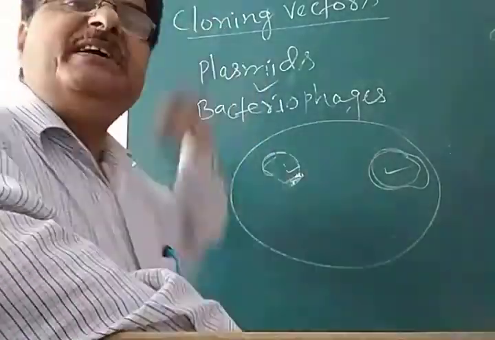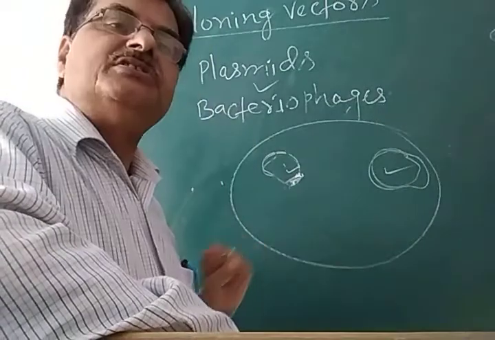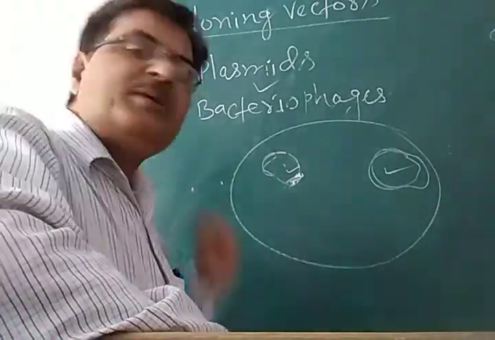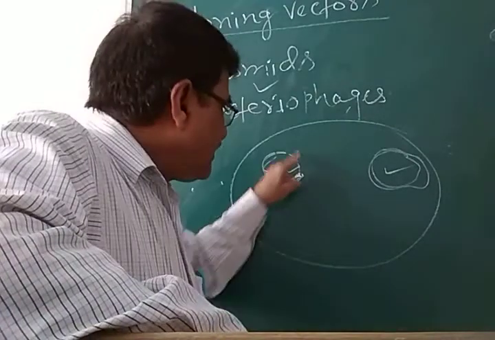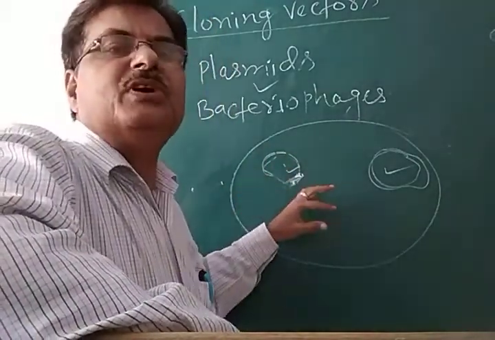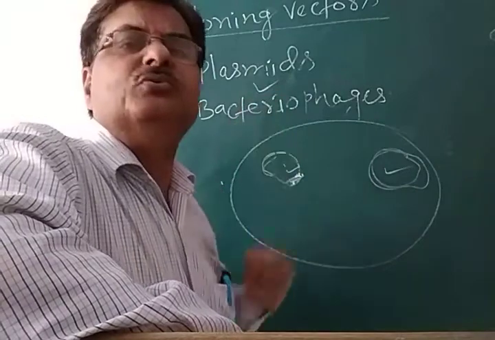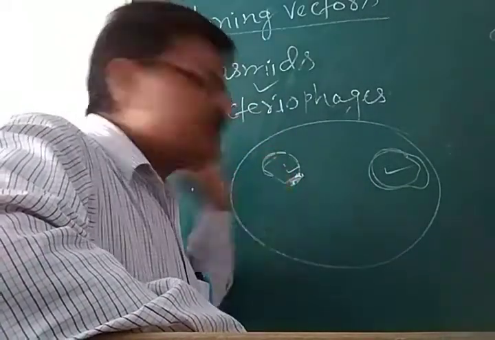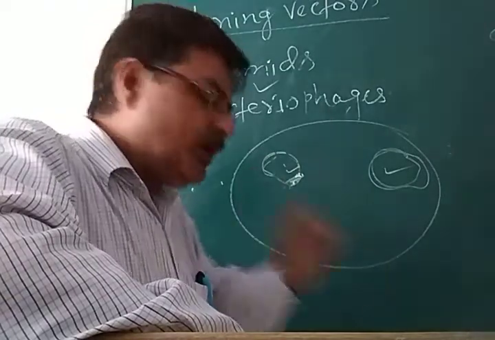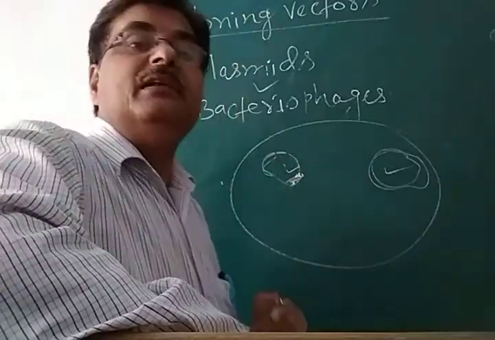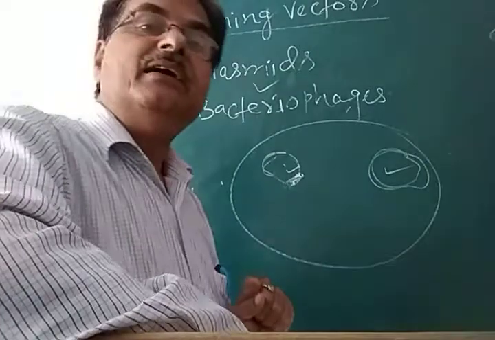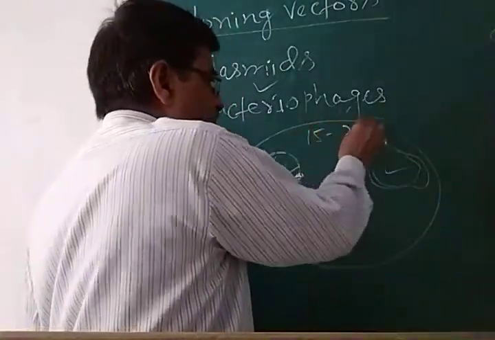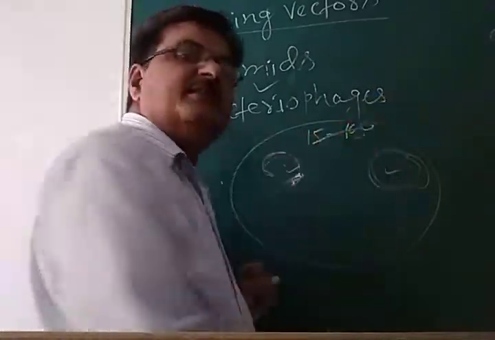So these plasmids can be used as a cloning vector. But the thing is, in some bacteria, the copy number of the plasmid DNA is 1 or 2, while there are also certain bacteria where the copy number of plasmid is 15 to 100.